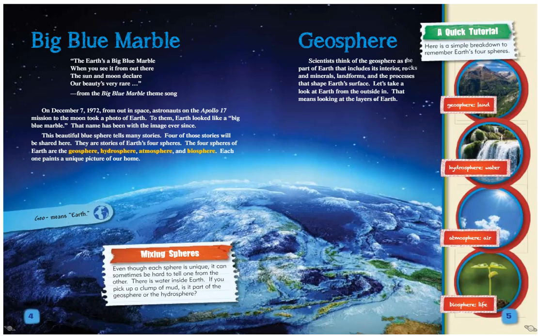On December 7th, 1972, from out in space, astronauts on the Apollo 17 mission to the moon took a picture of Earth. To them, Earth looked like a big blue marble. That name has been with the image ever since. This beautiful blue sphere tells many stories. Four of those stories will be shared here. They are stories of Earth's four spheres.